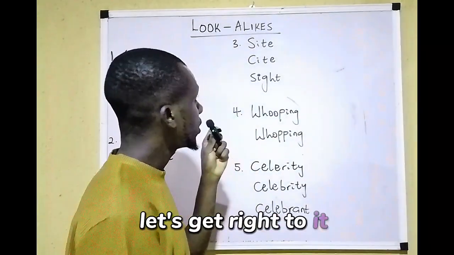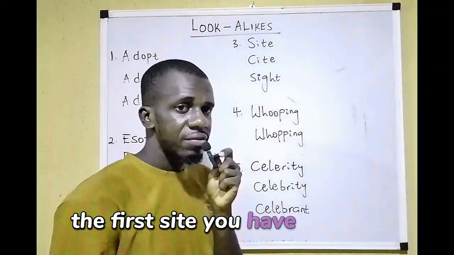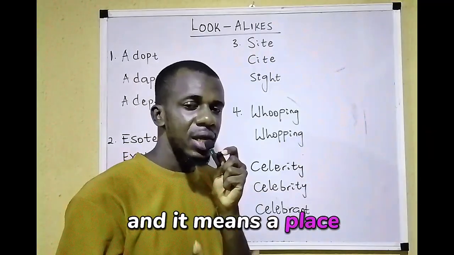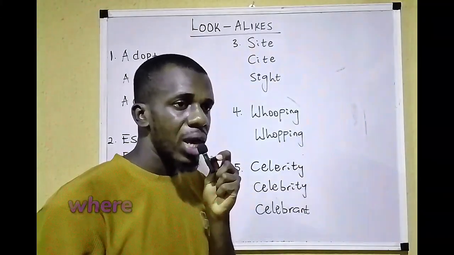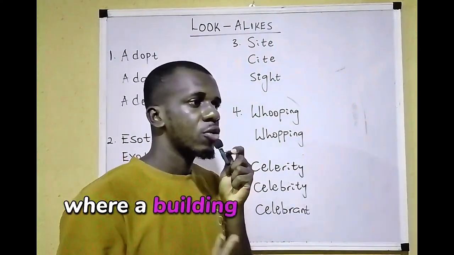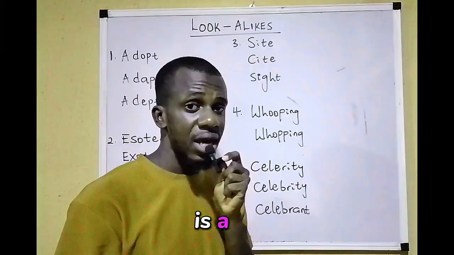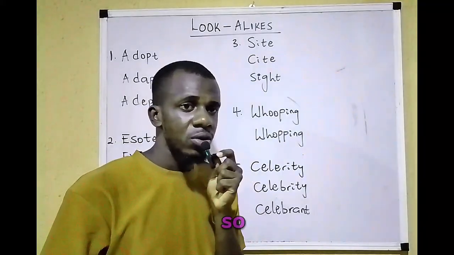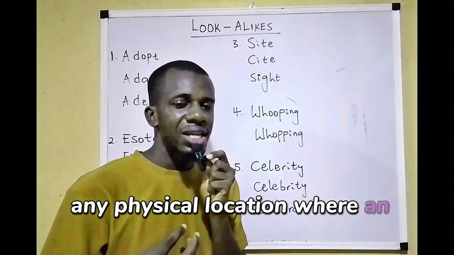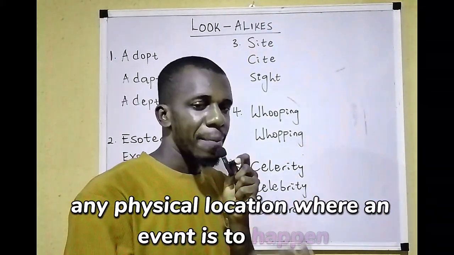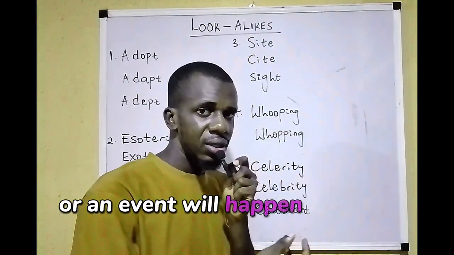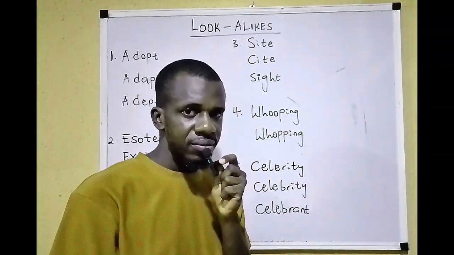So let's get right to it. The first one, site, is a noun, and it means a place, a location. Where an accident happens is a site. Where a building construction is taking place is a site. So any physical location where an event is to happen, or is happening, or will happen, is said to be a site.